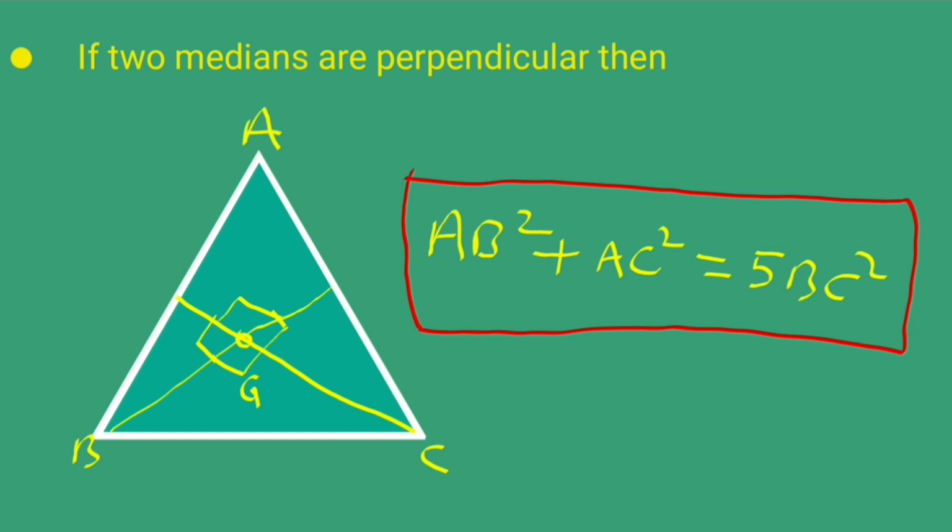When two medians are perpendicular to each other, the condition is AB square plus AC square is equals to 5 BC square. Next.